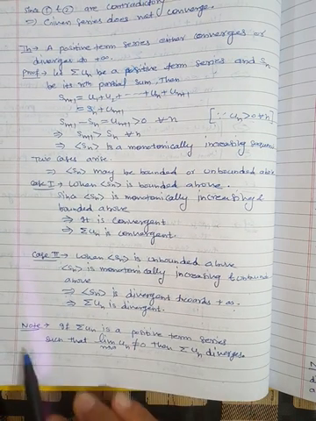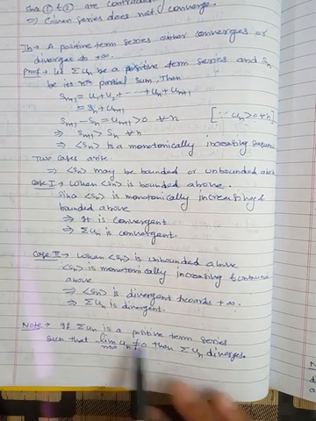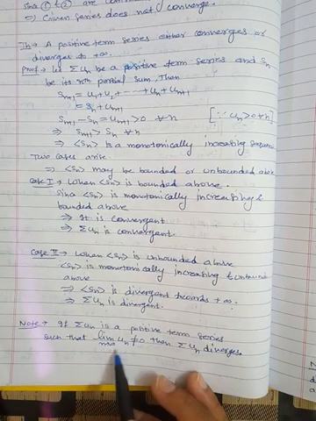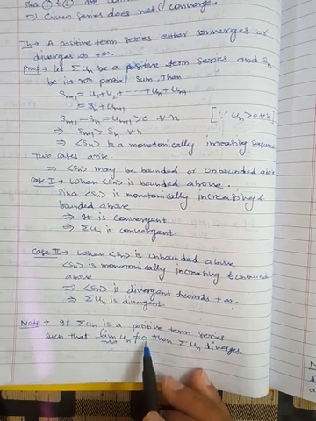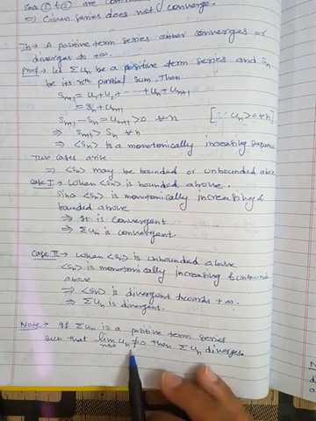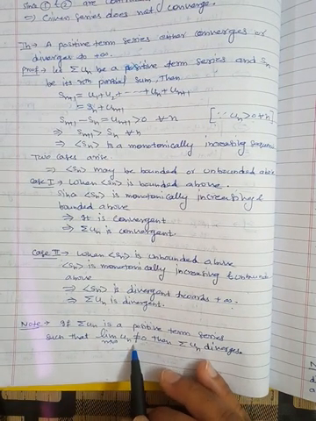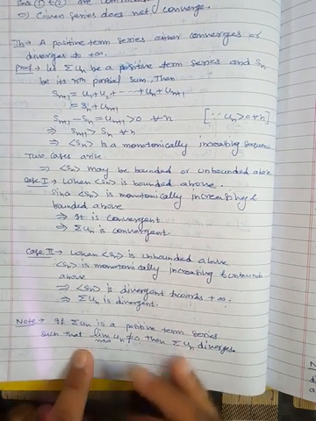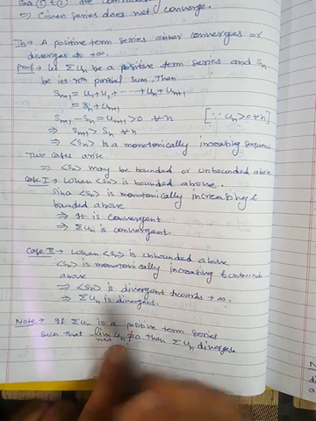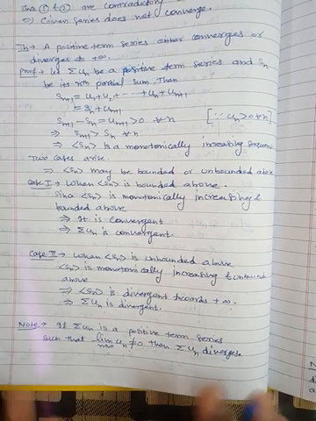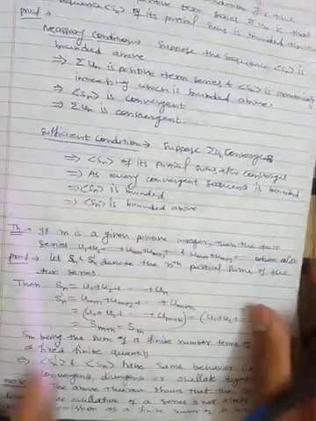Fine. Now here is a note. If un is a positive term series such that the limit of un as n tends to infinity is non-zero, then from here, definitely according to theorem number 1, this series is not a convergent series. Since a positive term series which is not convergent must then definitely be a divergent series, un is a divergent series. Fine. Now another theorem is this.